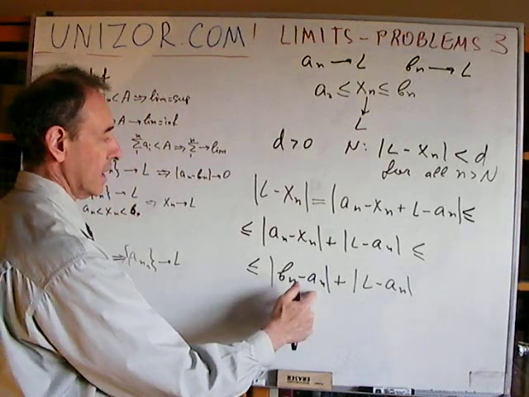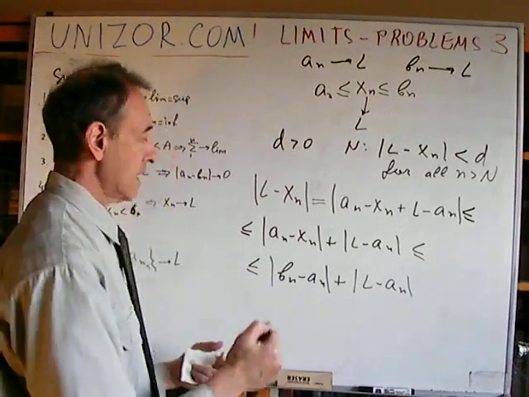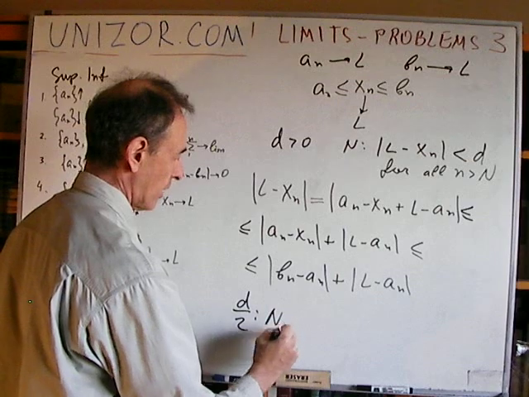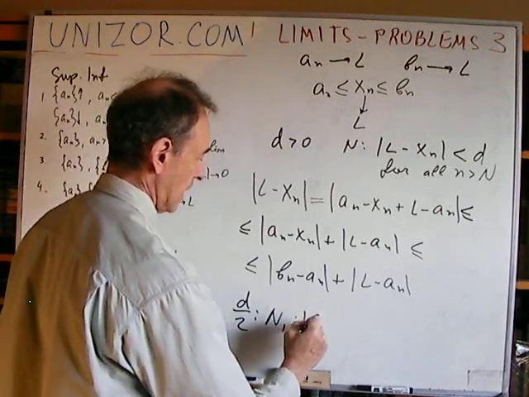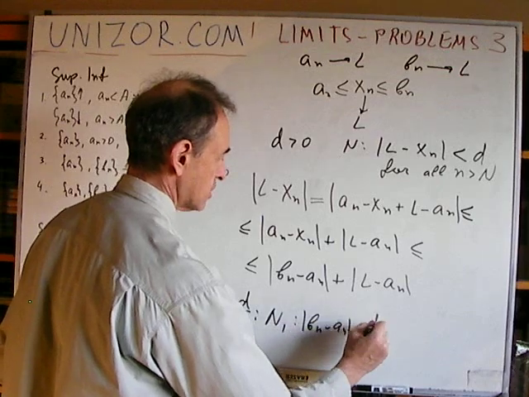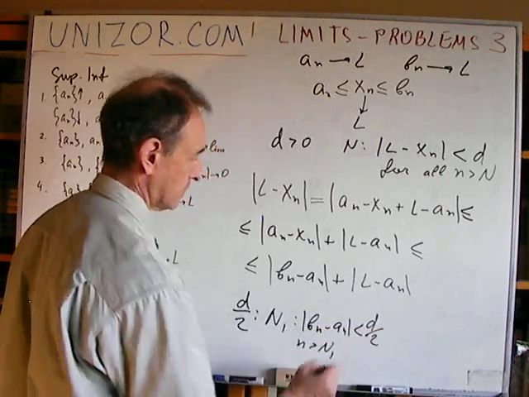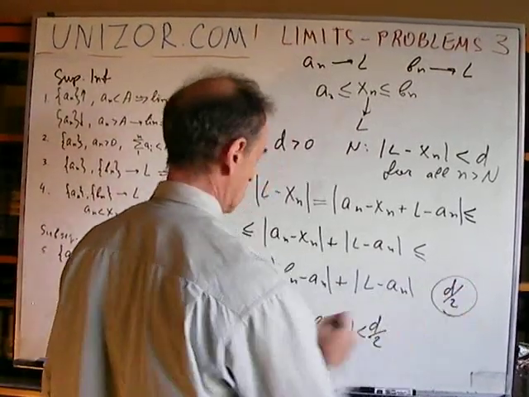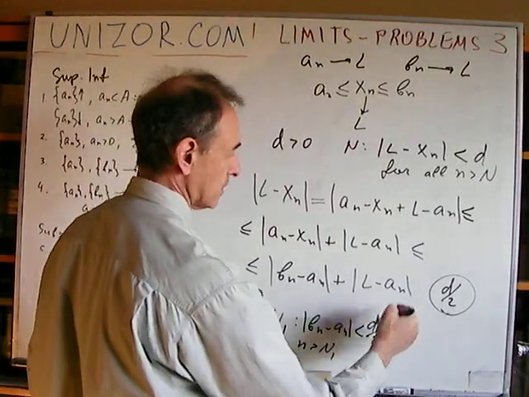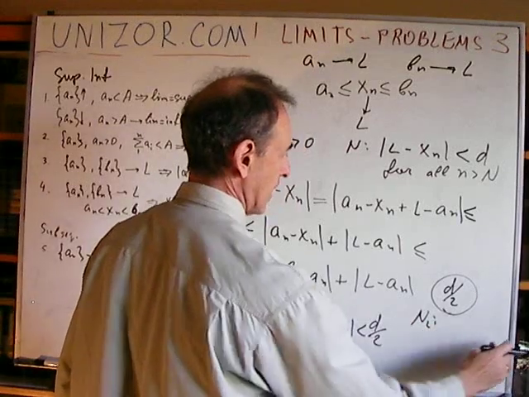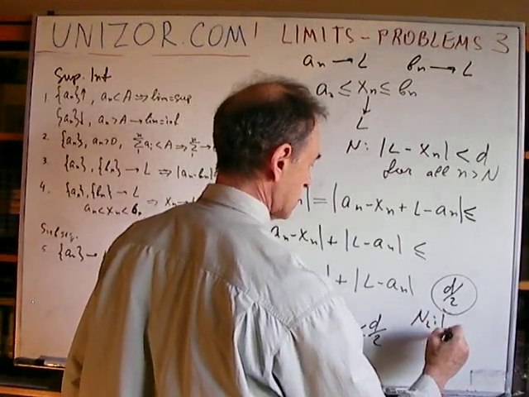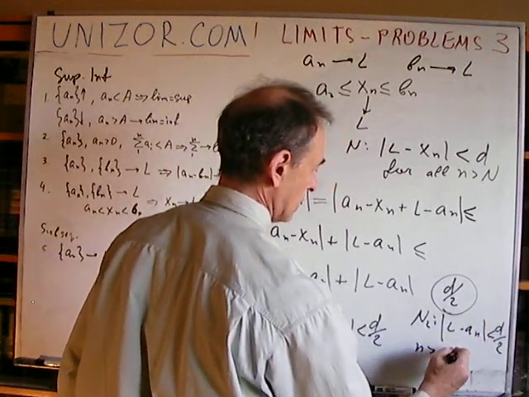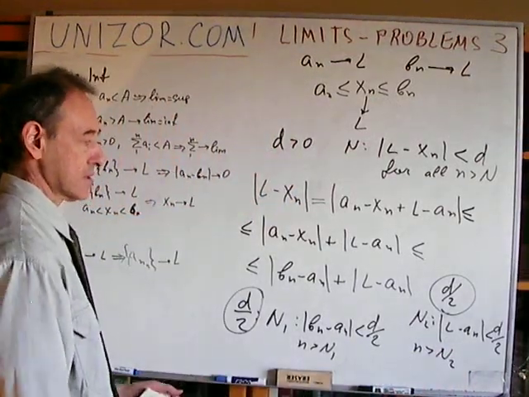Now, since bn minus an tends to zero, I can always find, for d over 2, a number n1 such that bn minus an is less than d over 2 if n is greater than n1. Similarly, for the same d over 2, I can find a number n2 such that the difference between L and an is less than d over 2 if n is greater than n2. Exactly the same as in the previous problem.